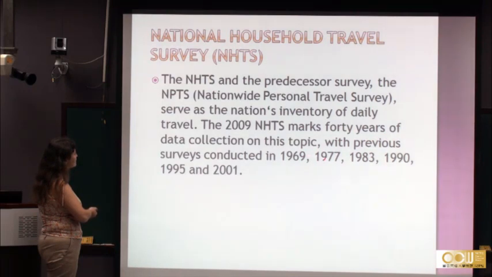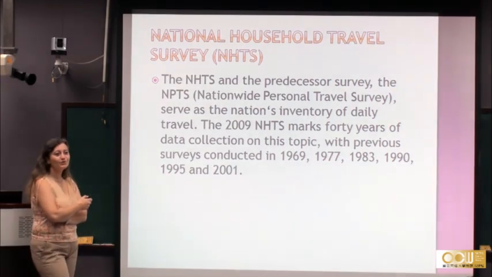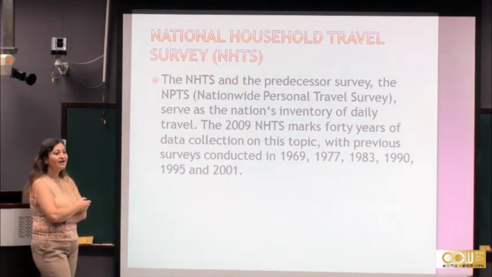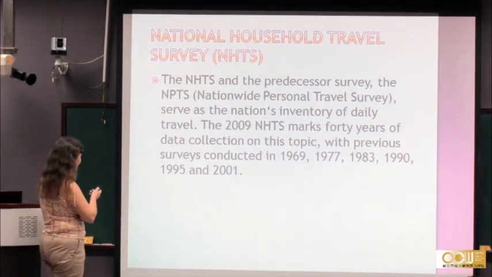So 8 years here, 6 years, 7 years, 5 years, and now between 2001 and 2009, it was 8 years. Now they are saying that they want to do it every 5 years. Let's see if this will happen.